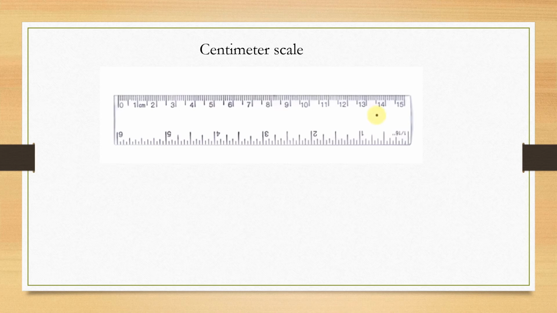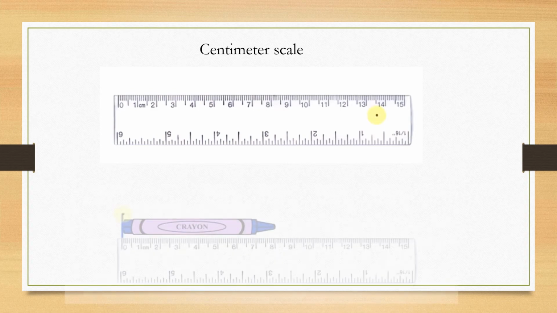And I told you about the smaller unit, that how can we know that 1 centimeter is equal to 10 millimeter? Can you see these small lines on this scale? Yes, count these lines. They are 10. So we can say that 1 centimeter is equal to 10 millimeter. These small lines indicate millimeter.